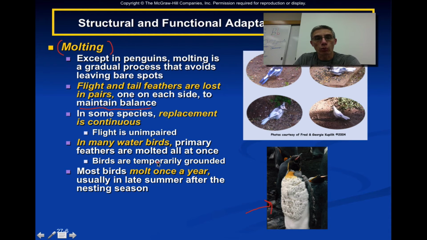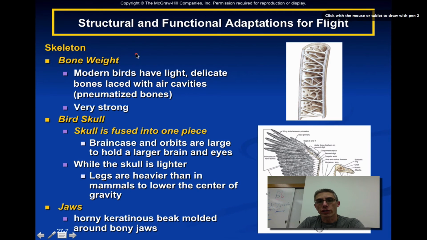Now most birds will molt about once a year, and this typically takes place in late summer, usually after the nesting season has been completed. As we said earlier, one thing that's really critical when it comes down to having a group of animals that can fly is we need to make sure that the relative weight of that animal is definitely very light. And so in regards to the skeleton, which is typically made of bone, usually a skeleton is rather heavy, but in this case the environment has modified the bones to the point where the weight itself has been greatly reduced.